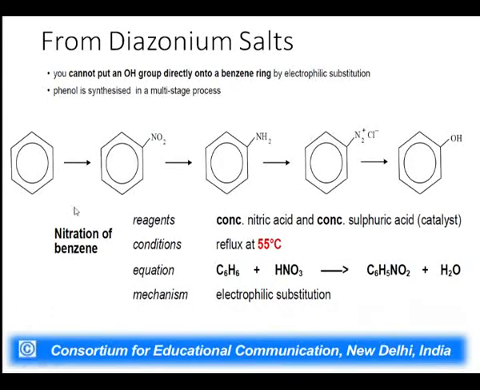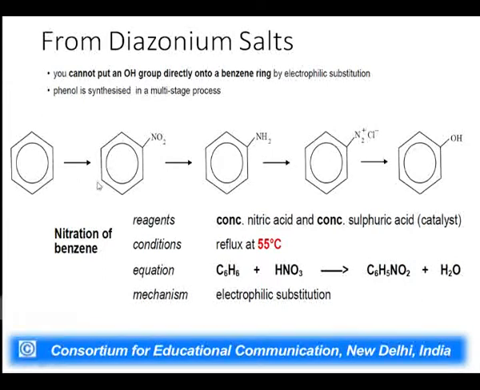So what we find here is that we are taking benzene. When we do the nitration, we will reflux this benzene with concentrated nitric acid and concentrated sulfuric acid, which will act here as a catalyst. And please remember, the electrophile in this reaction will be a nitronium ion. We will reflux this at 55 degrees Celsius for 3 to 4 hours, when we will get nitrobenzene by electrophilic substitution reaction.